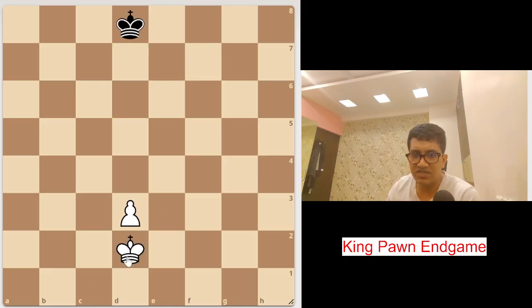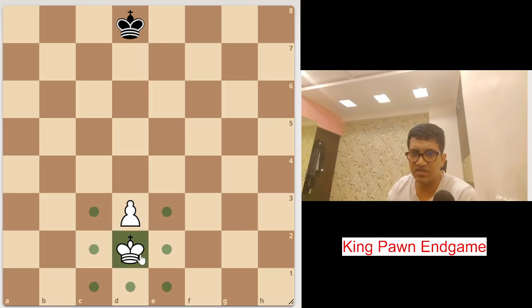Here you can see, just like in the last position we saw, the king was here and the pawn was here. So if the pawn had been here, its key squares would have been these three. But as the pawn is here, its key squares also shifted. These three are the key squares. Now if the black king controls these key squares, he will win this game. So you can see that black can control the key squares before white reaches here. So this is a draw game.